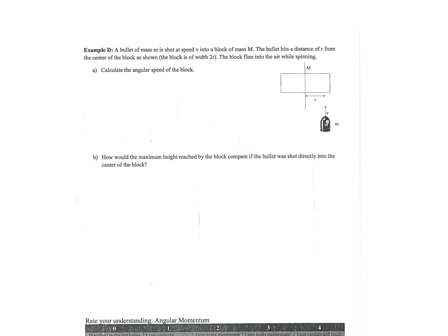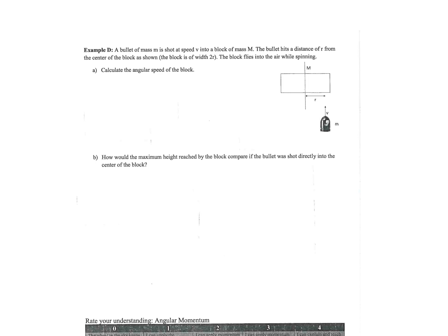Okay. Bullet of mass M is shot at speed v into a block of mass m. The bullet hits a distance r from the center of the block as shown. What's going to happen to the block? The block flies into the air while spinning. If you thump a block and it's not at the center, what does it do? It turns, doesn't it? Yeah, exactly. Calculate the angular speed of the block.